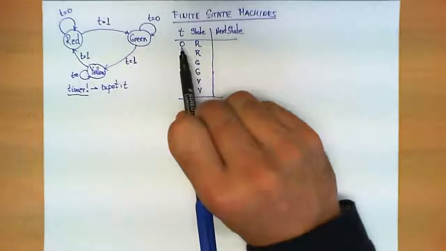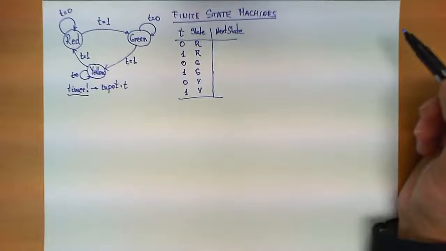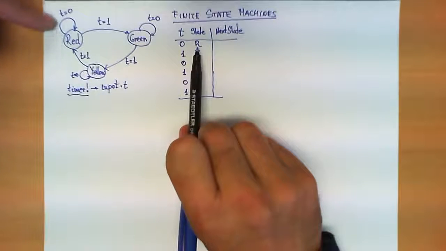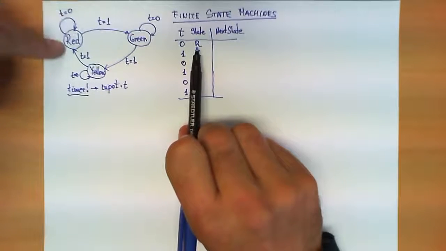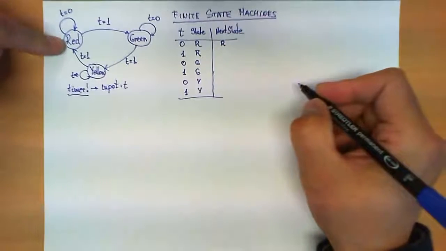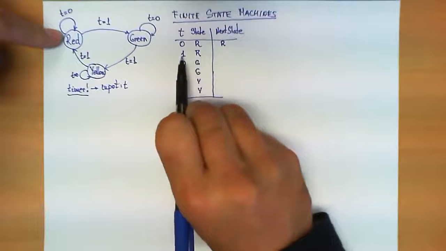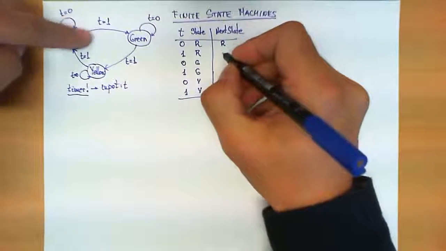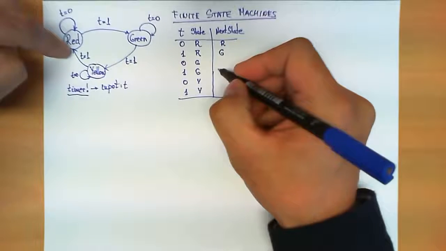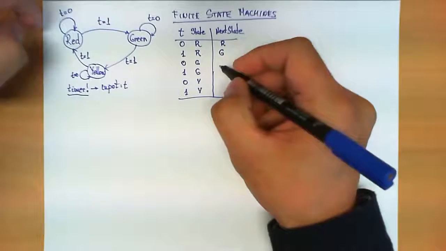Now the next state, we can write it for each of the combinations. If t is equal to 0 and I'm at a red state, this corresponds precisely to this transition, which means that the next state, the light is going to remain red. However, when I am in the red state and t is equal to 1, the transition is done to the green state. And similarly, we can write the following transitions.